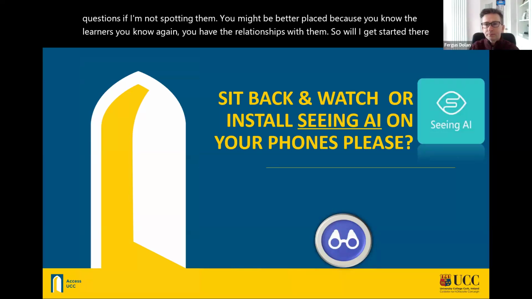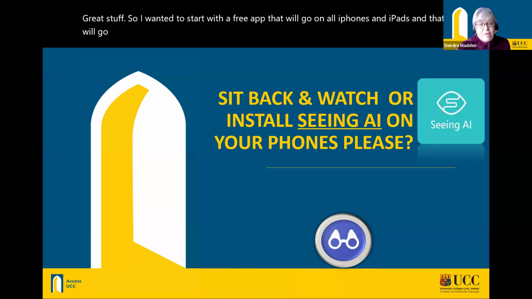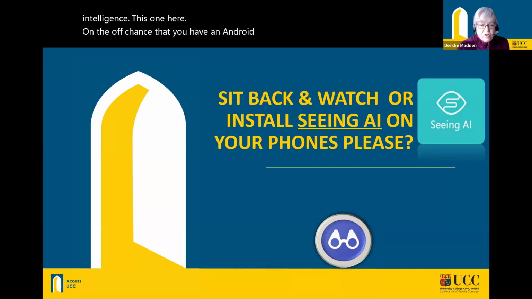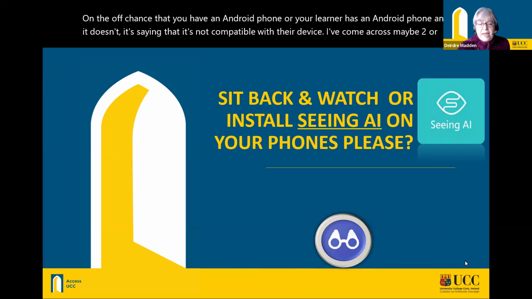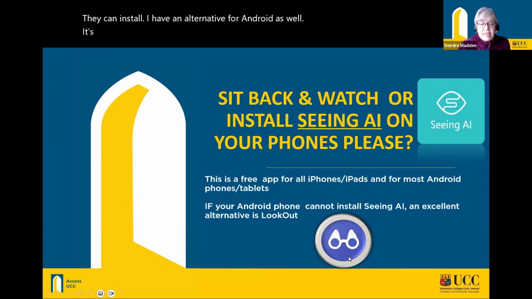Yep, please. Great stuff. So I wanted to start with a free app that will go on all iPhones and iPads, and that will go on the vast majority of Android phones. It's called Seeing AI, Seeing Artificial Intelligence, this one here. On the off chance that you have an Android phone or your learner has an Android phone and it says that it is not compatible with their device, I've come across maybe two or three. They can install an alternative for Android as well. It's called Lookout. It's the little icon down here.